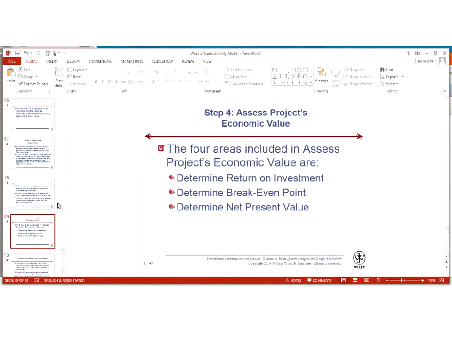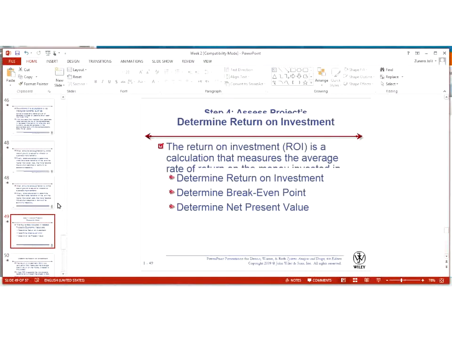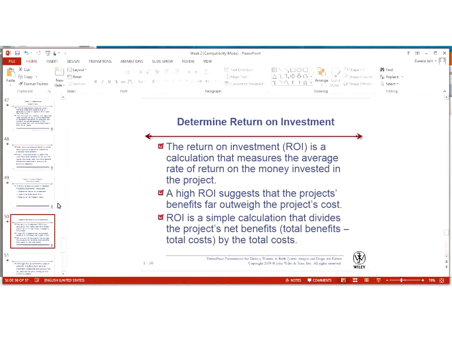So then you can do it in multiple ways. One of the ways is to determine return on investment, which is also called ROI. You can determine the break-even point, and you can determine net present value. These three techniques are used. If we talk about return on investment, it is a calculation that measures the average rate of return on the money invested in the project.